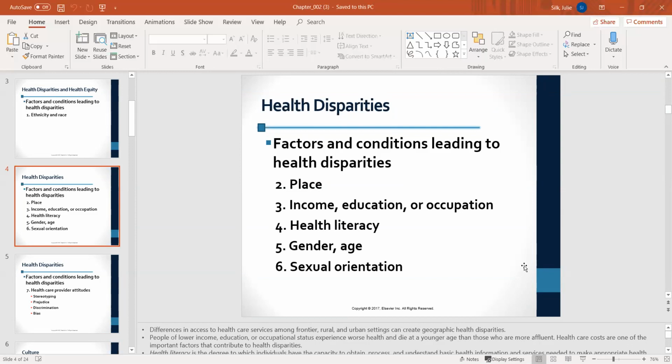Okay. So it's the degree to which someone has the capacity to process and understand basic health information. If they can understand basic health information, then they can make appropriate decisions about their health care. If someone has high health literacy, that means they can understand the basics about what someone's trying to tell them about healthcare, and then they can make an informed decision about it.